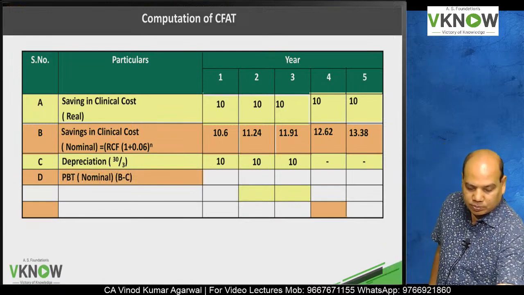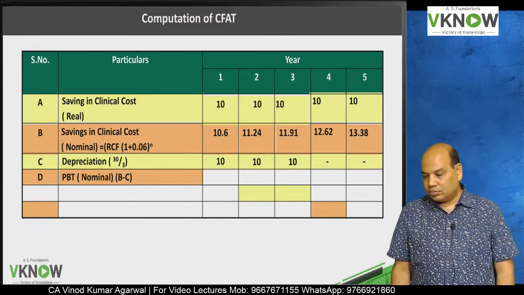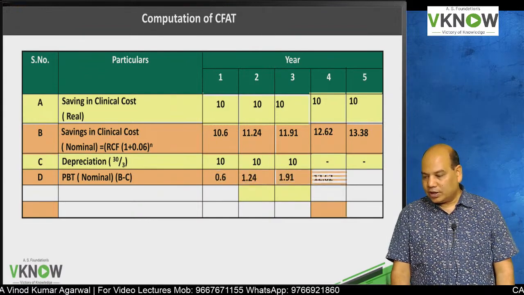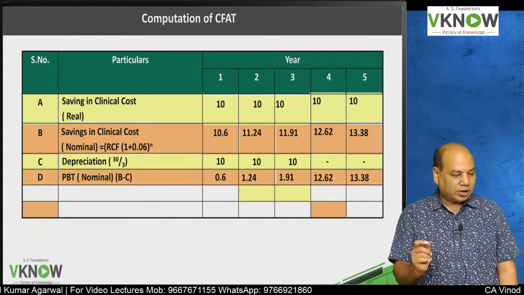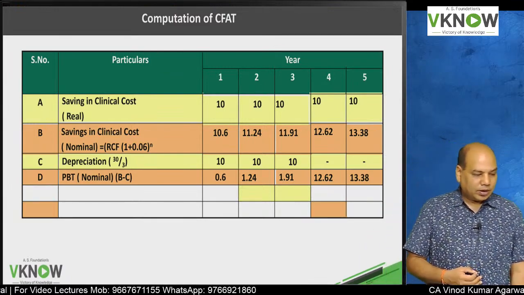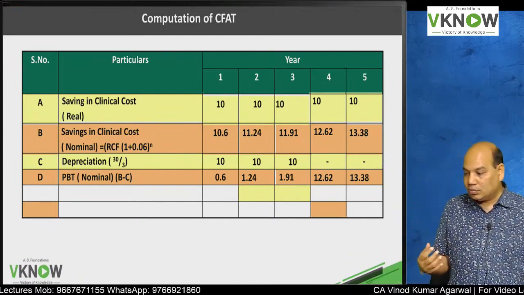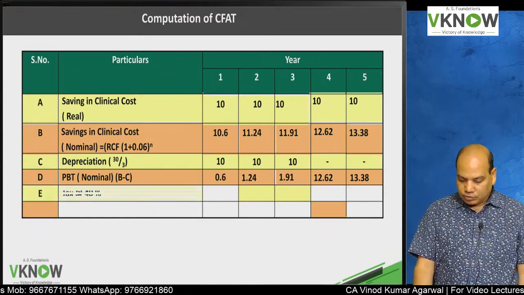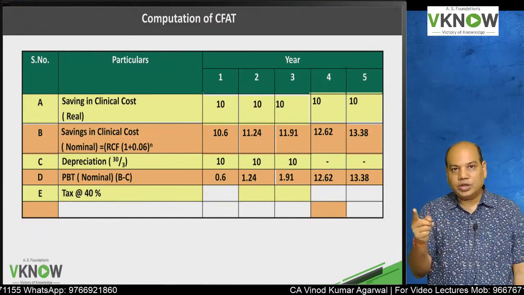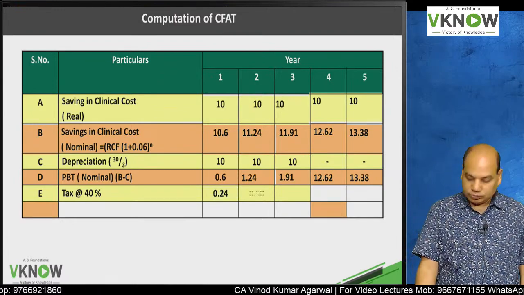Now the next point is PBT nominal. B minus C: 0.6, 1.24, 1.91, 12.62, 13.38. This is the amount by which your profit will increase. If you purchase this equipment, your profit will increase by these amounts, but because your profit will increase, we'll have to pay tax also. Tax at the rate of 40%. Shortcut: 0.4 into 0.6, 0.24.